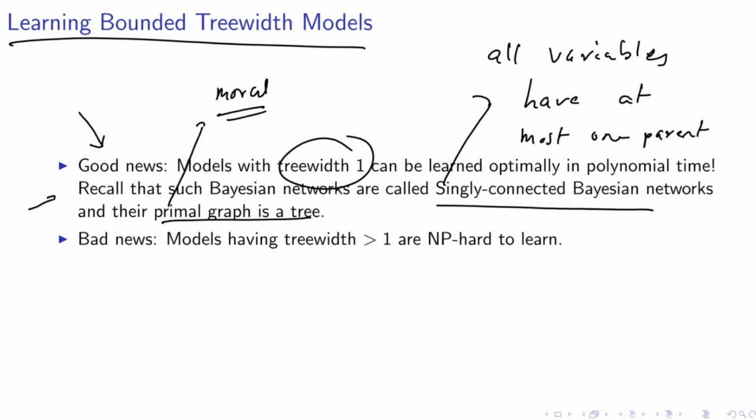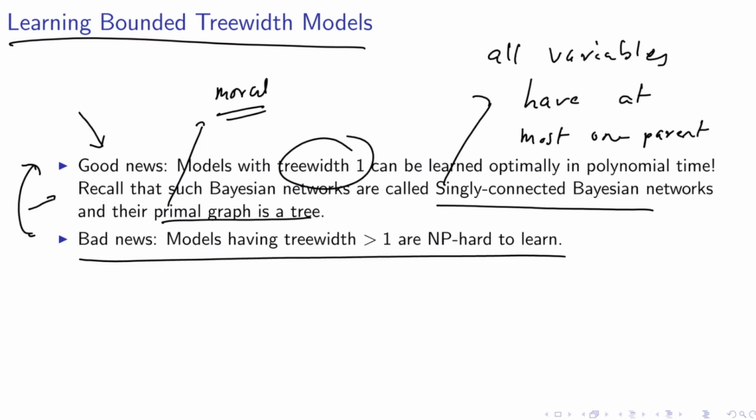So remember, in the model graph, what you do is you marry the parents, but since each variable has one or fewer than one parents, there is no marriage to be done, right? So the primal graph will have the same undirected structure as the original DAG, okay? And so the primal graph is also a tree. So that's the good news, right? If you want to learn trees, life is beautiful because you can do that in polynomial time.